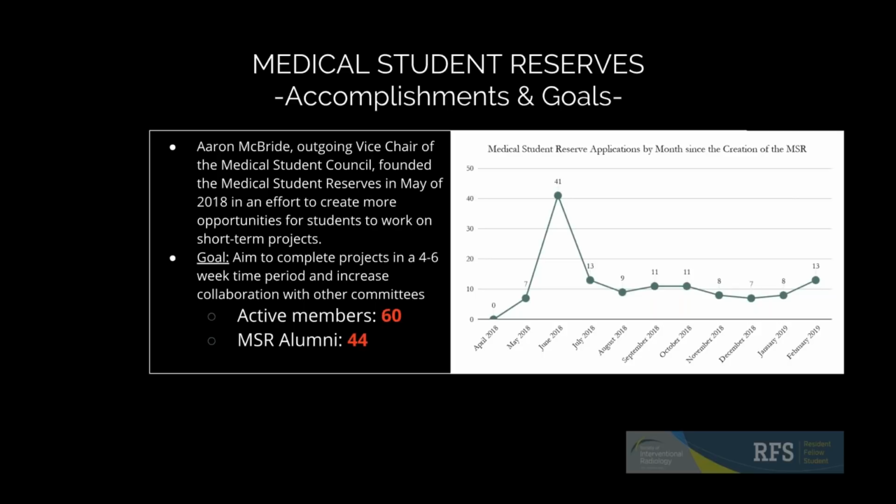Within the past 10 months since the creation of the MSR in May of 2018, there has not been a lack of membership or enthusiasm from our members. As you can see on the chart, the first spike reflects when the MSR was created. Currently we have about 60 active members and 44 alumni members. The alumni of the MSR is comprised of both medical student graduates and also members that have maybe already completed a month commitment to a project and have decided to step down.